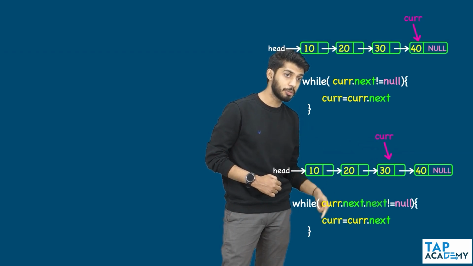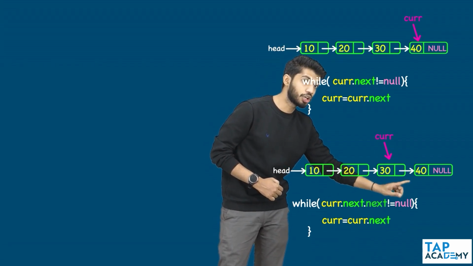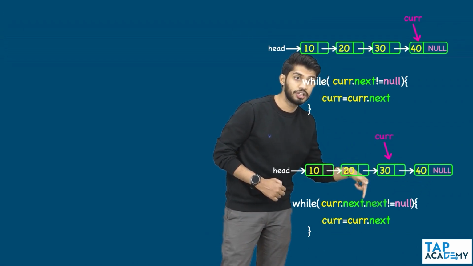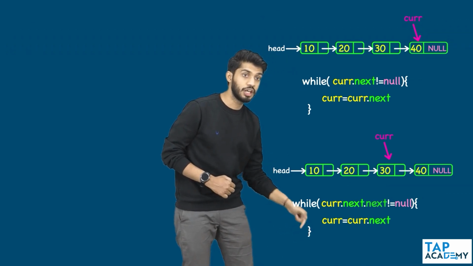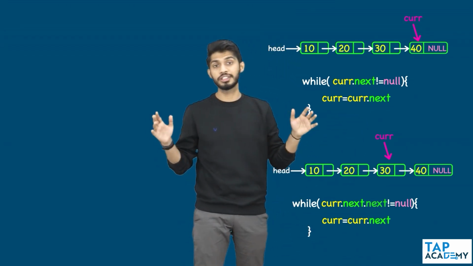Now again I am repeating the same operation. I am checking the condition. Current.next is this, and .next not equal to null? The .next is actually equal to null. So the condition fails. Once the condition fails, it comes outside. Once it comes outside, you can clearly see current is already pointing to the last second node.